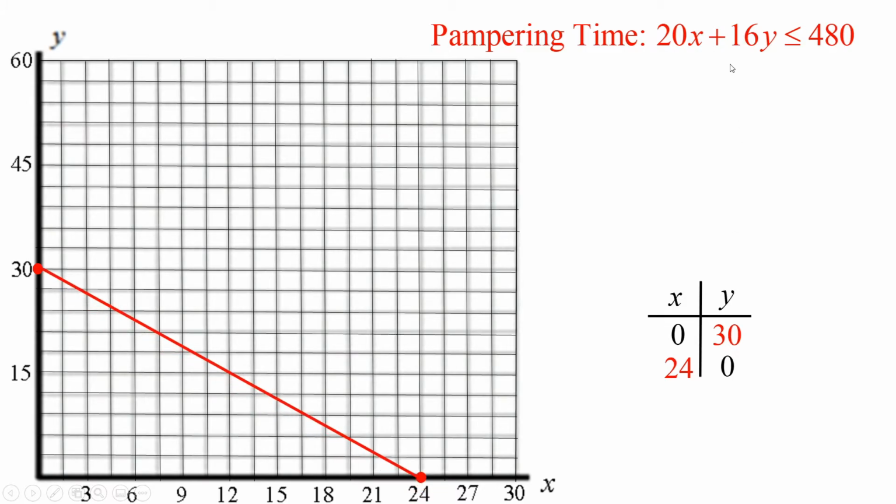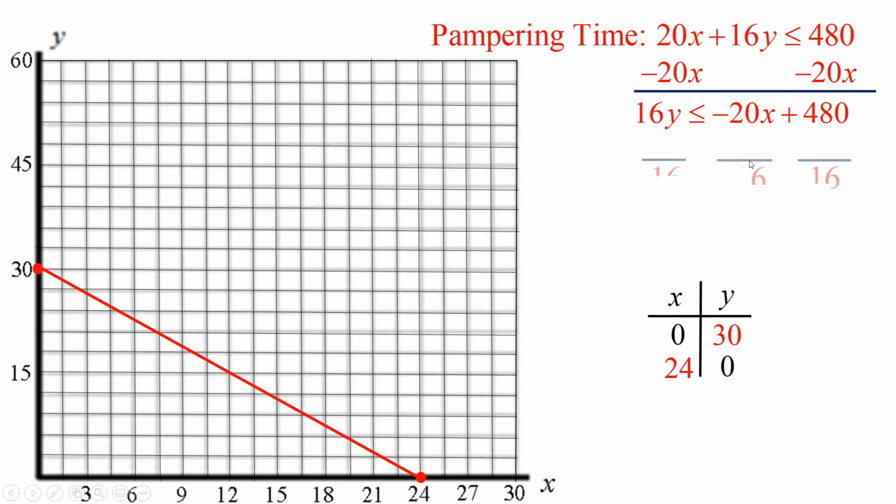And now the 16, I think we're going to shade below. But let's subtract the 20x's. Does not affect our inequality. So 20x minus 20x is gone, and I have 16y is less than or equal to negative 20x plus 480. Now let's divide both sides, or every term, by 16. Okay, less than or equal to, because we divided by a positive, and the 16's cancel here, leaving the y is less than or equal to. A negative over a positive is negative.